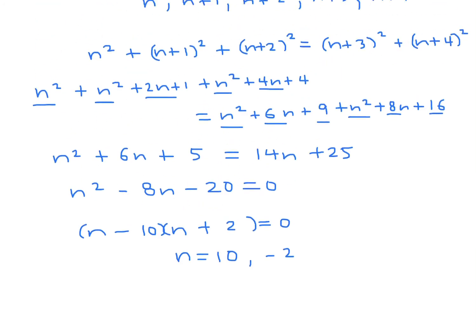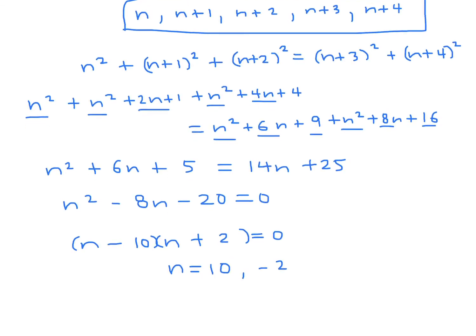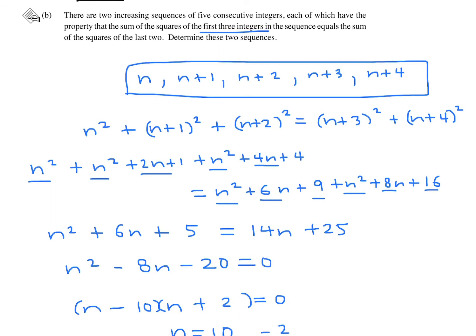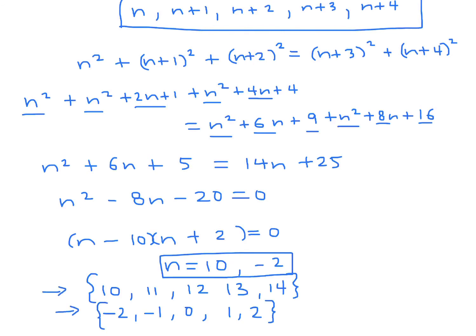So remember, these were our consecutive integers. If n is 10, our list becomes 10, 11, 12, 13, 14. That is our first list. Or what do they call it, sequences. Okay, that's fine. Sequence, list, whatever. If n is minus 2, our sequence becomes minus 2, and you're adding 1, so minus 1, 0, 1, and 2. So these are our 2 sequences.